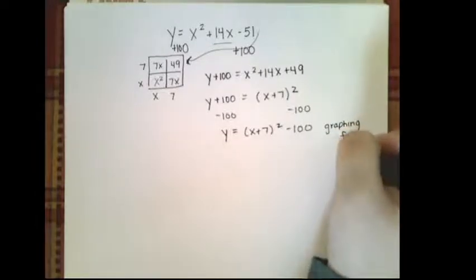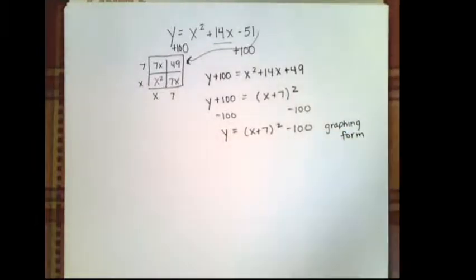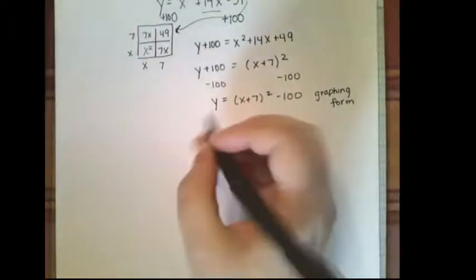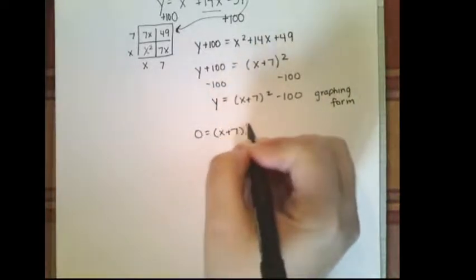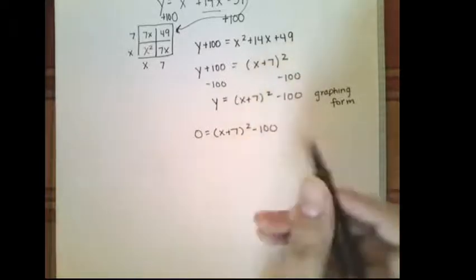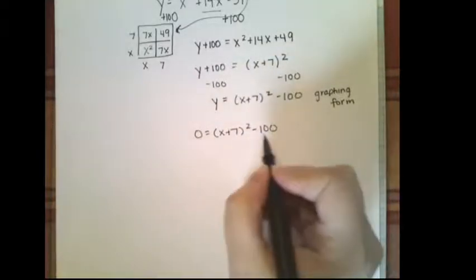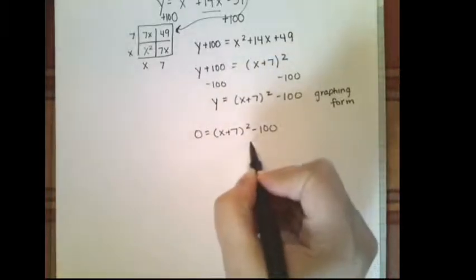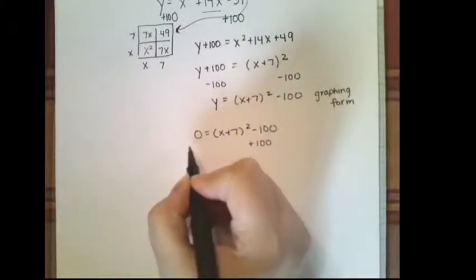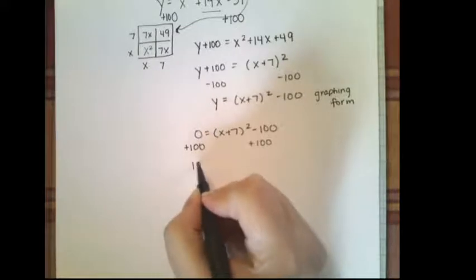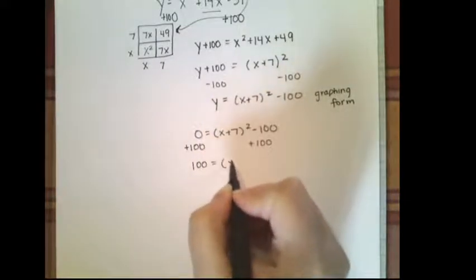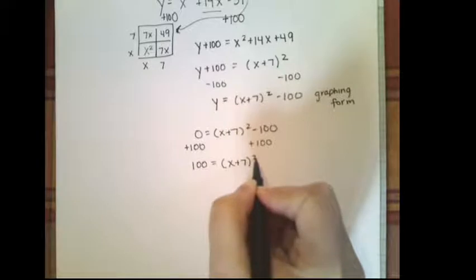And now that we have it in graphing form, we can find our x-intercepts. First step is to set y equal to 0. Then we need to get rid of our constant. Our constant's negative 100, so we need to add 100. And what we do to one side, we need to do to both. So then we have 100 equals (x plus 7) squared.